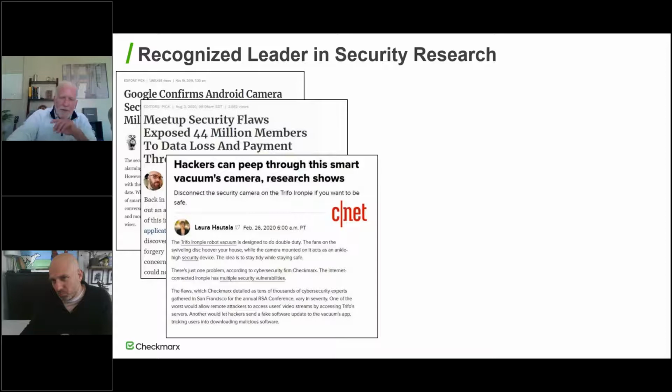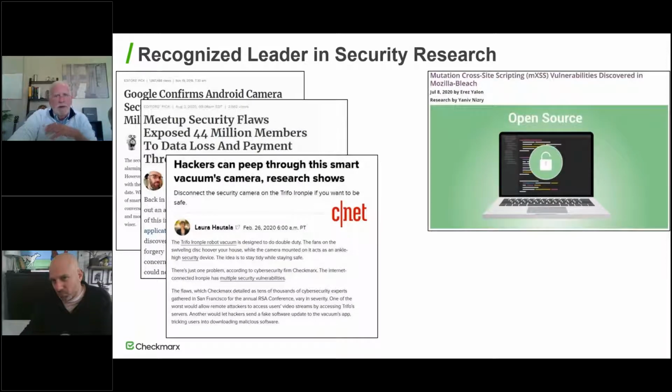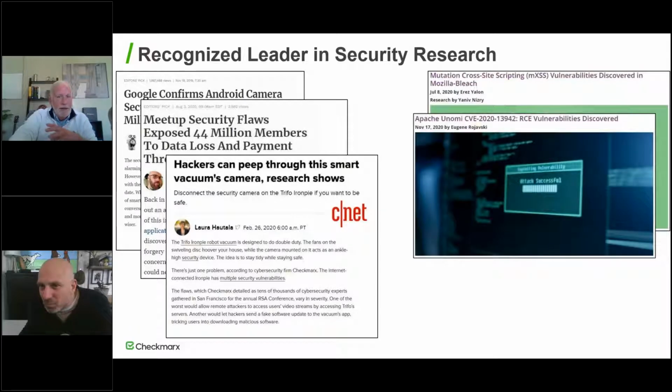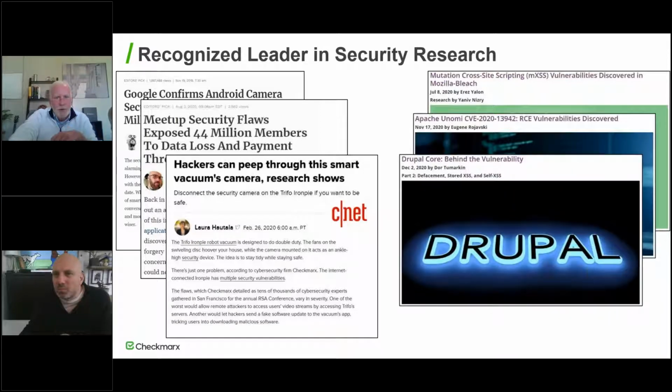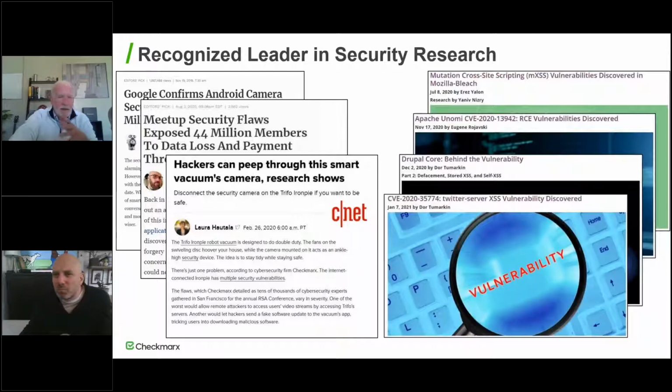And then we have another research team that focuses on open source vulnerabilities. For example, a cross-site scripting vulnerability discovered in Mozilla Bleach. This is just a very small sample of the things these great researchers are doing. The Apache Unomi, another remote code execution vulnerability. Drupal core, another stored cross-site scripting and self cross-site scripting vulnerability. And then the open source Twitter server, where you set it up and next thing you know, it's vulnerable right out of the box, with a cross-site scripting vulnerability discovered there.